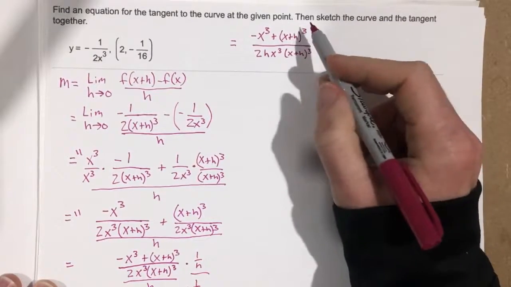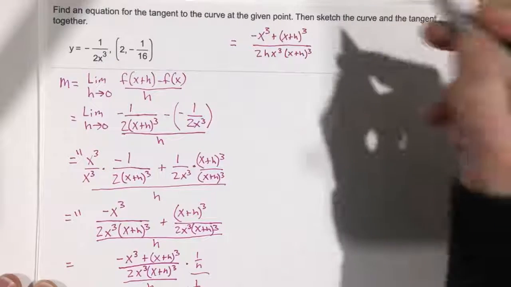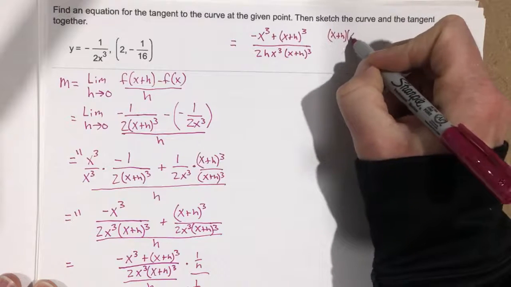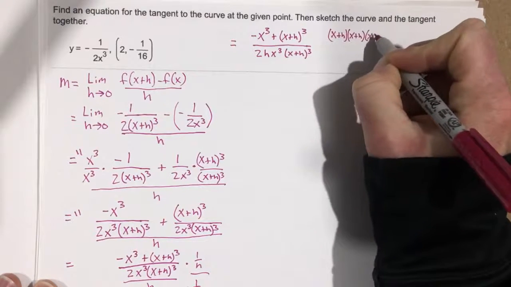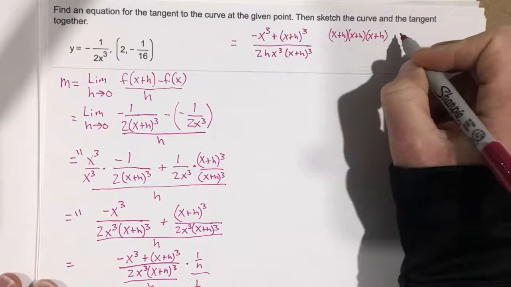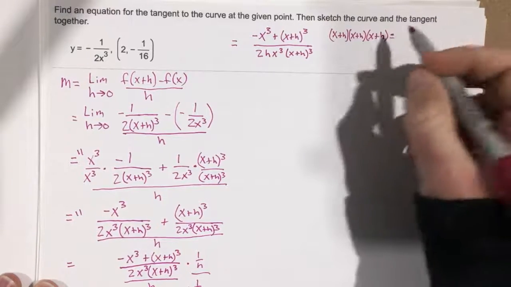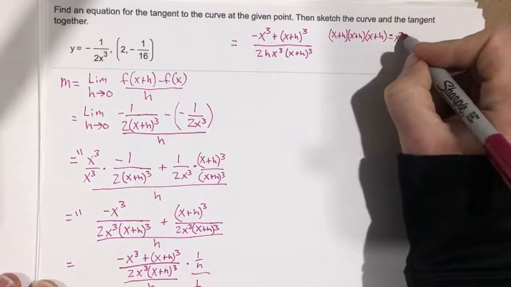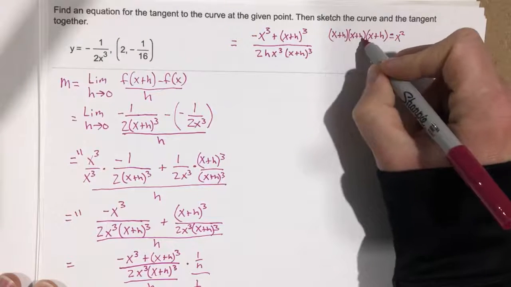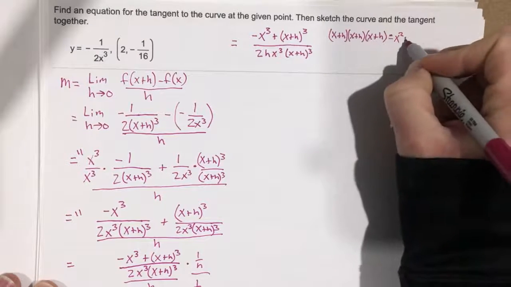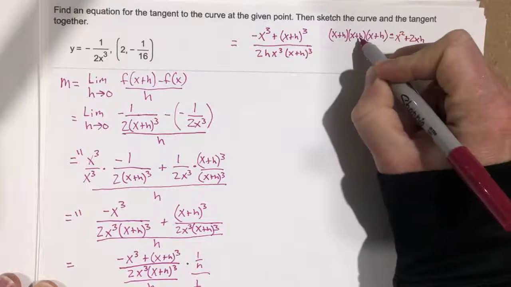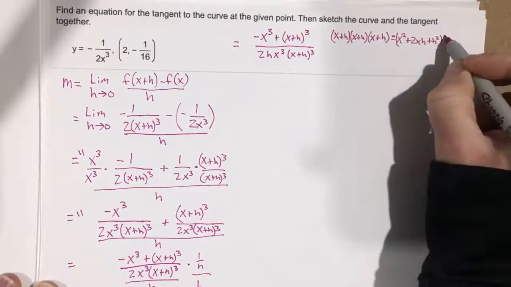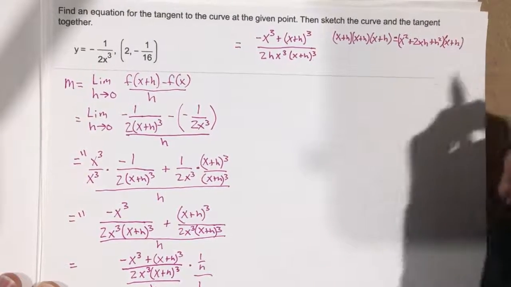Okay, we need to evaluate x plus h cubed. So x plus h cubed is x plus h times x plus h times x plus h, which equals, when I do the first two terms, I know I get x squared, x times h, and then h times x, so plus 2xh, and then h times h is h squared, and that's times x plus h still. So I just did the first two terms there.